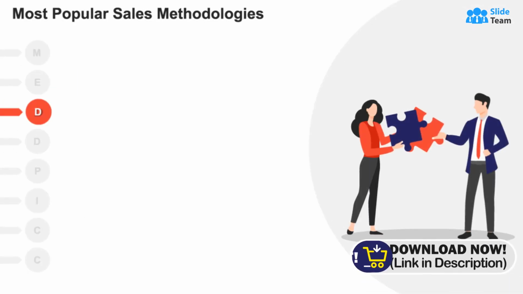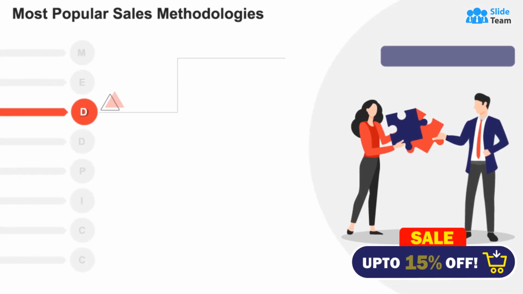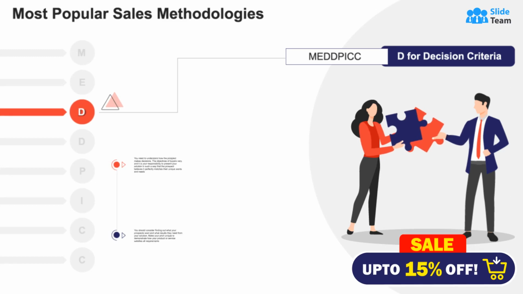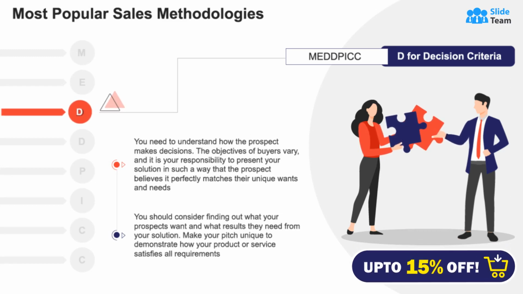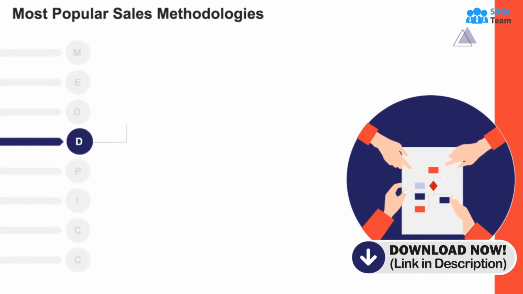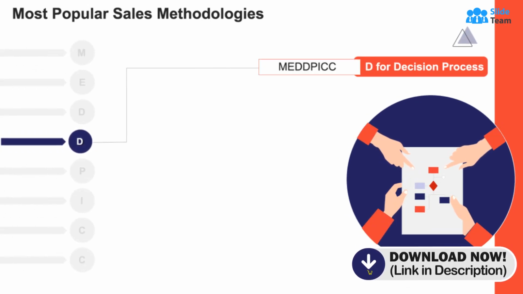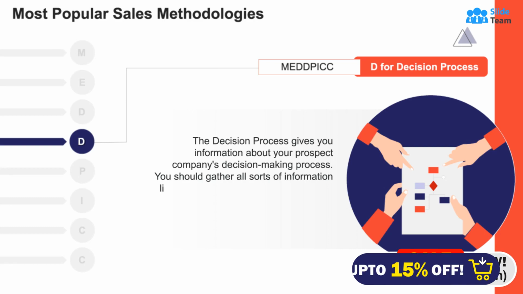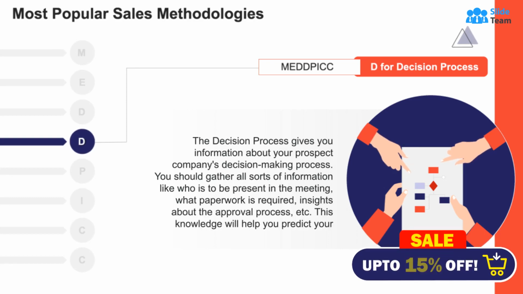Continuing with the decision criteria, you get valuable insights into understanding your prospect's mindset and what factors they prioritize when making decisions. The second D stands for the decision process. This component will guide you in gathering pertinent information necessary for closing sales deals.